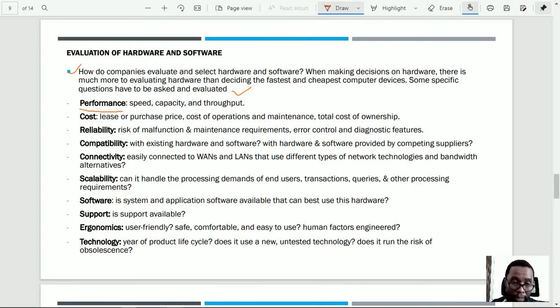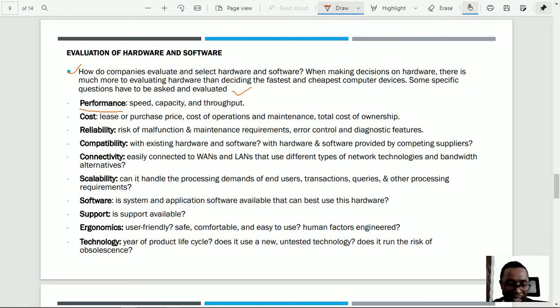And reliability, for example, the risk of malfunction: how are we going to handle that? Maintenance, diagnostic features, etc. Compatibility with existing software and hardware. Is it compatible? Yes, no. All these have repercussions, and we have so much that we will get from there.